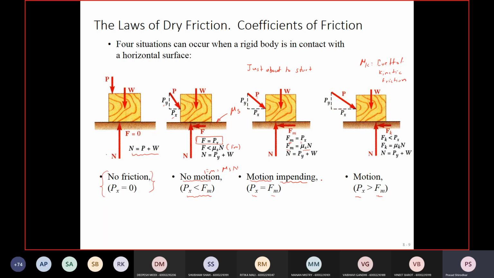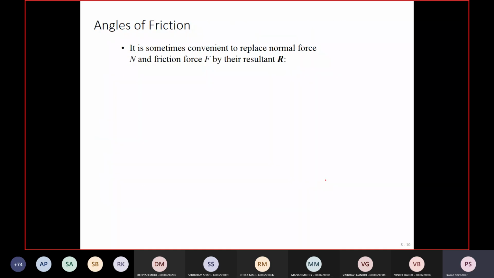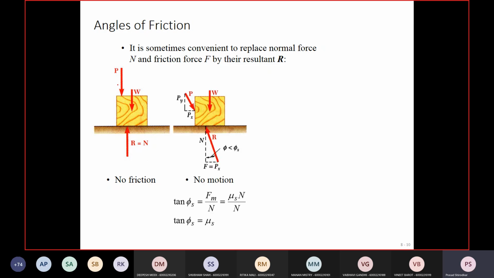Alright, so these are the four cases. Now let's consider what will happen if I replace this in terms of R. In the first case, the resultant is just the normal reaction. In this case, all the forces are parallel and there is no friction. Again, here phi is the angle made by the resultant of the normal and the frictional force. And in this case, phi is less than phi s. That is, phi s is nothing but your tan inverse of mu static.